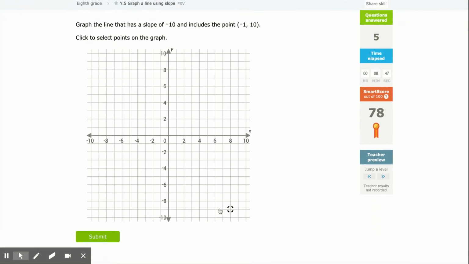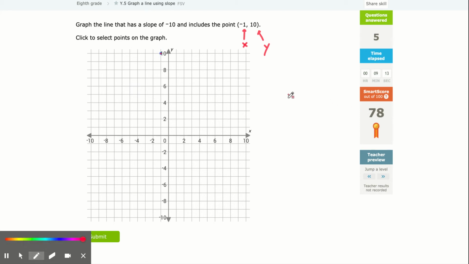Ooh, last one. Let's do this last one. I like this one because it's a -10 and I have a -1, 10 point. So again, x value is -1, y value is +10. So that means I'm going to go over -1 up to +10. That's that point right there. Graph that. Now, the slope is -10.